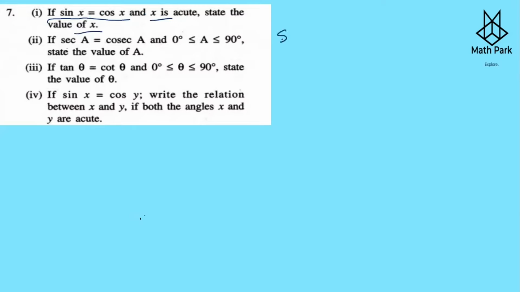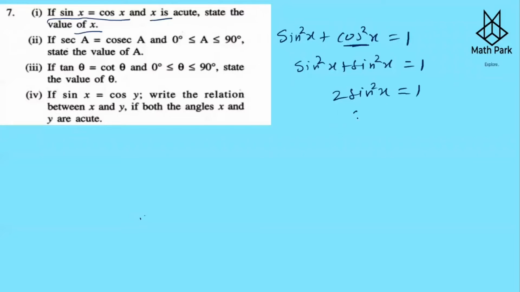Now we know the identity sin square x plus cos square x is equal to 1. Now since sin x is equal to cos x, in place of this cos x, I can write sin x. So we get sin square x plus sin square x is equal to 1. So 2 sin square x is equal to 1. Sin square x is equal to 1 by 2.